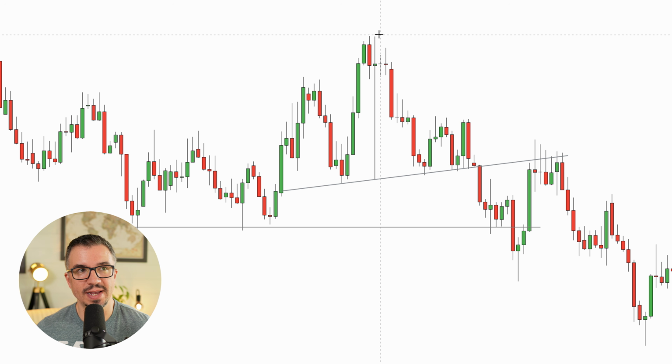So essentially this is our height. Now you take this and you're going to copy it over and drag this lower from the breakdown point. Now this is very important. I'm not dragging it from here. Okay, I'm not dragging it from here. I'm dragging from where the market broke down.